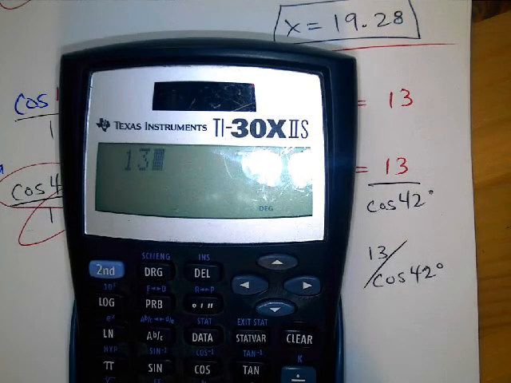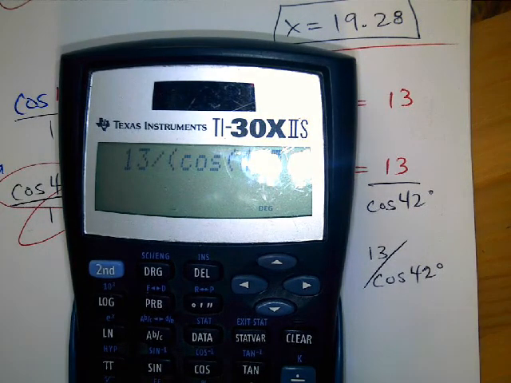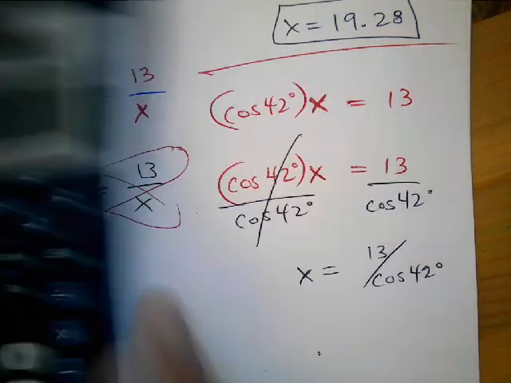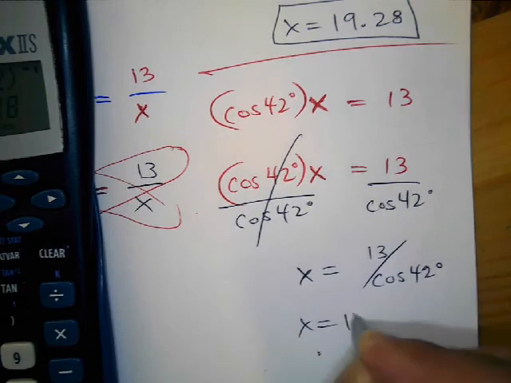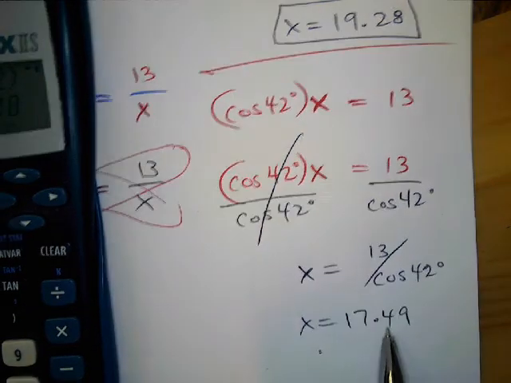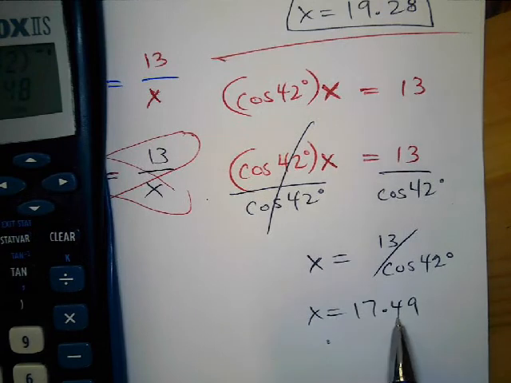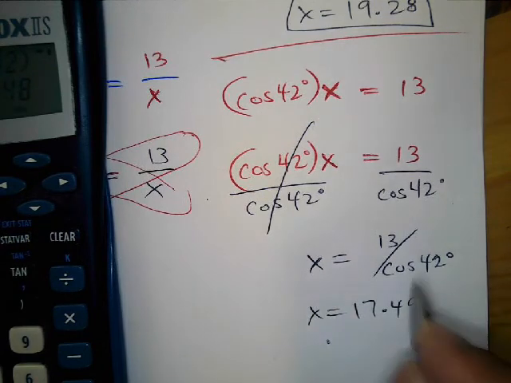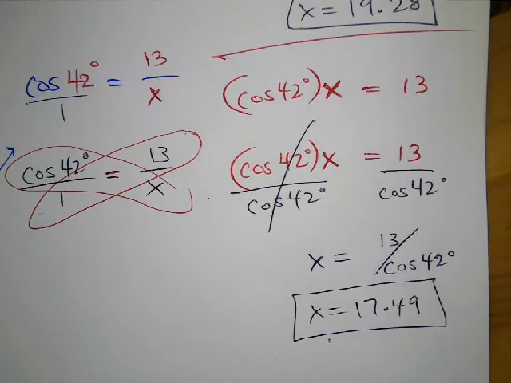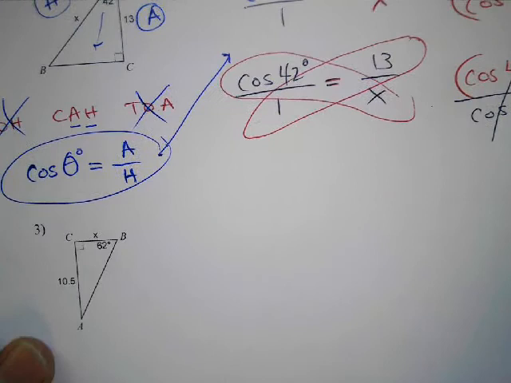That answer is going to be, what is it? 13 divided by parentheses cosine 42, close. 17.49. I got 17.49. Yeah, they're rounding this off to the nearest tenth, so the answer sheet says 17.5. That's fine, that's good. Either of those two I will accept. That's correct. All right, let's continue.